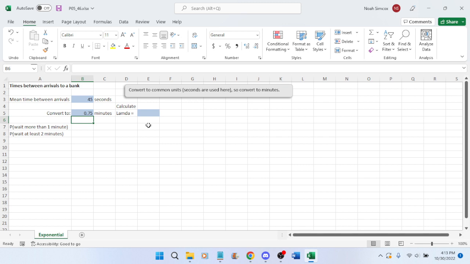Wait, I'm so confused. The lambda is that. That is lambda. What? That is lambda right there. It is 0.75 minutes.